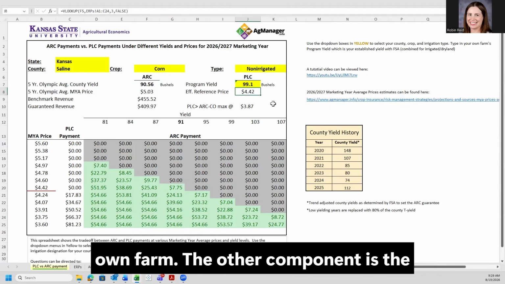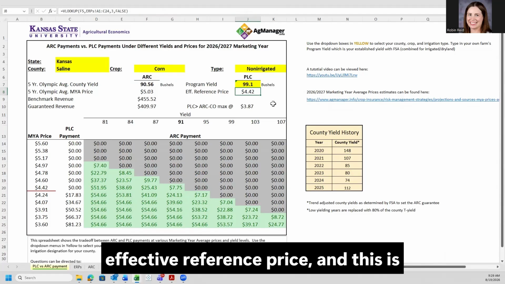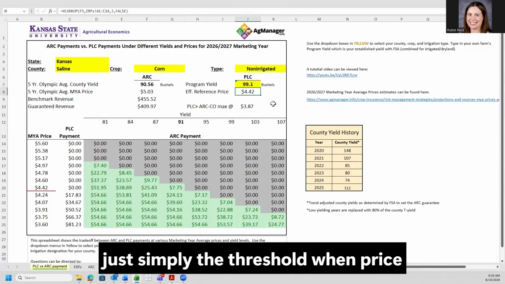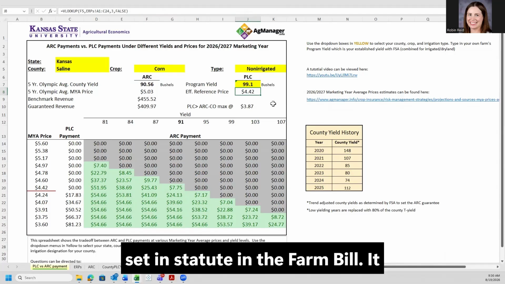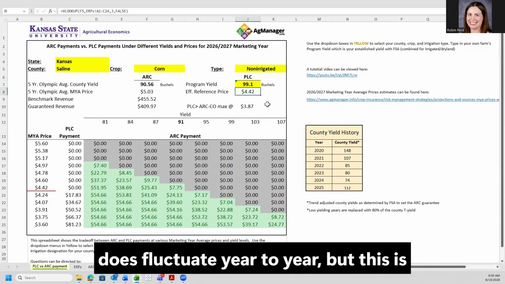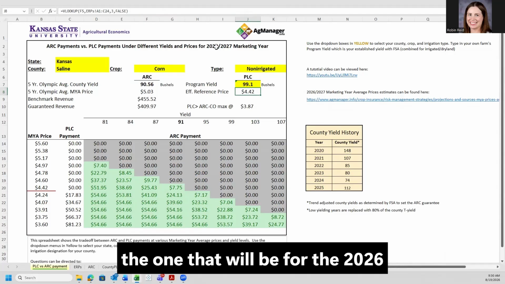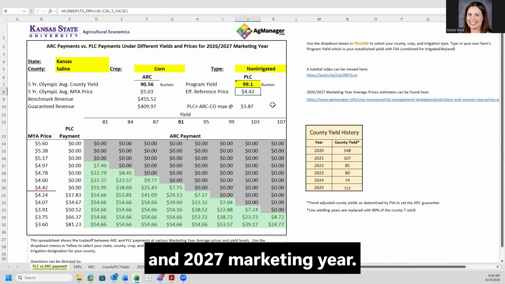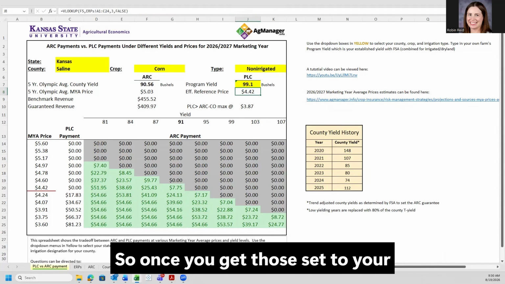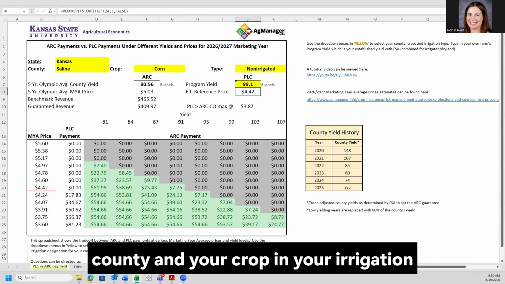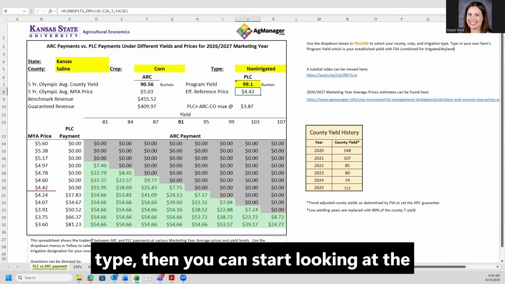The other component is the effective reference price, and this is just simply the threshold when Price Loss Coverage starts paying. And this is set in statute in the Farm Bill. It does fluctuate year to year, but this is the one that will be for the 2026 and 2027 marketing year. So once you get those set to your county and your crop and your irrigation type, then you can start looking at the table.